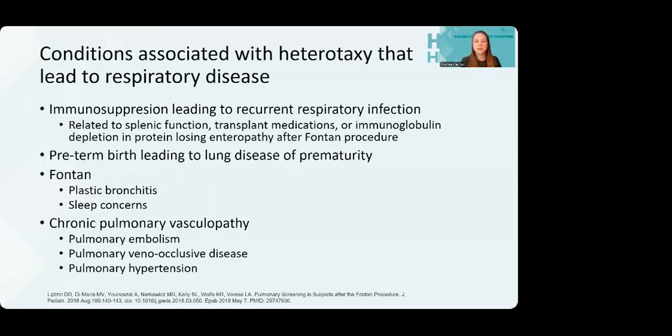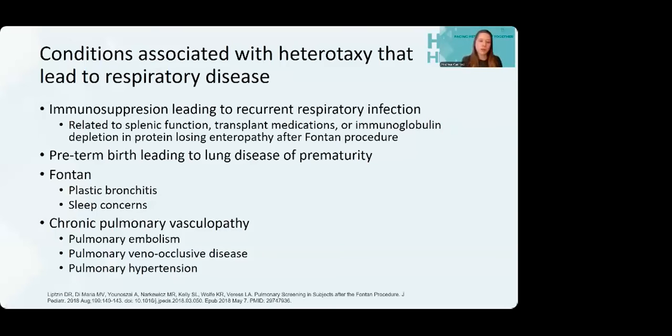There's a lot of ways those heterotaxy patients can have immunosuppression, including things like problems with their spleen, having a heart transplant that is suppressing their immune system with medications, having immunoglobulin depletion if they have protein losing enteropathy after a Fontan, and a myriad of other reasons. If these patients are getting respiratory infections, then they should have a pulmonologist involved.